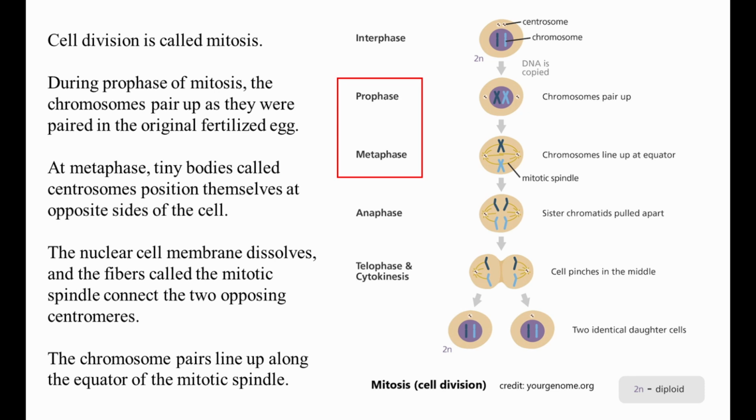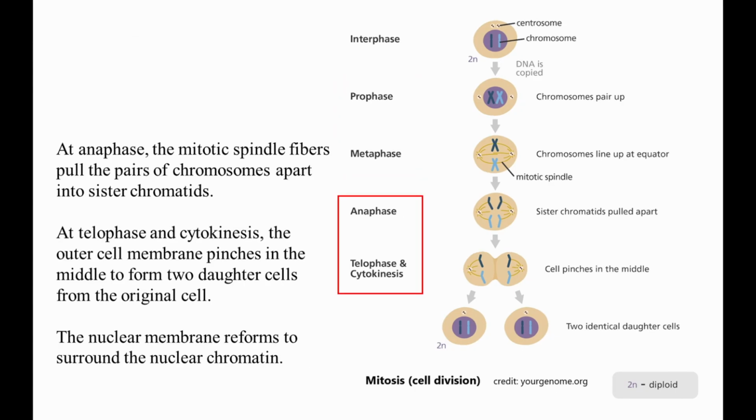The nuclear cell membrane dissolves, and the fibers called the mitotic spindle connect the two opposing centromeres. The chromosome pairs line up along the equator of the mitotic spindle. At anaphase, the mitotic spindle fibers pull the pairs of chromosomes apart into sister chromatids. At telophase and cytokinesis, the outer cell membrane pinches in the middle to form two daughter cells from the original cell.